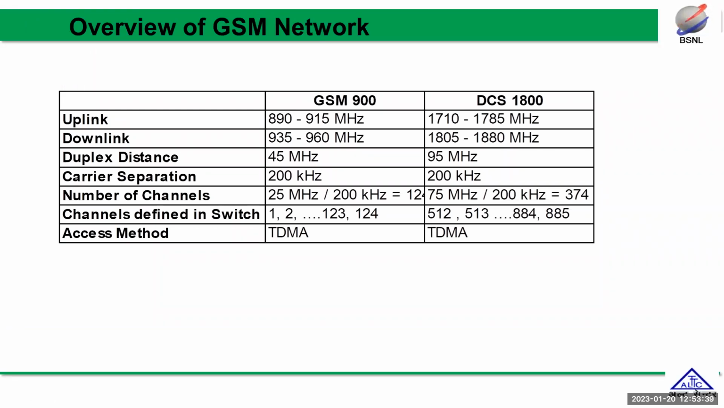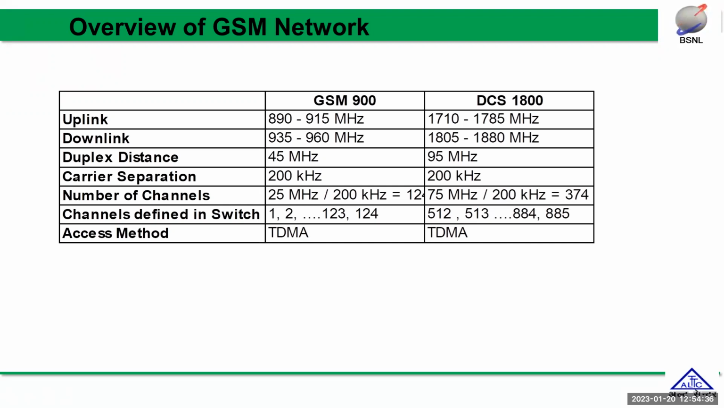In this GSM network, BSNL is using the GSM 900 megahertz band and the DCS 1800 band. These are the two bands that BSNL is using. GSM supports FDD transmission mode, in which the uplink and downlink are transmitted on different frequencies. When the BTS transmits towards the user equipment, that is the downlink. When your mobile transmits towards the base station, that is the uplink. So there are different frequencies for uplink and downlink in both bands, GSM 900 and DCS 1800.